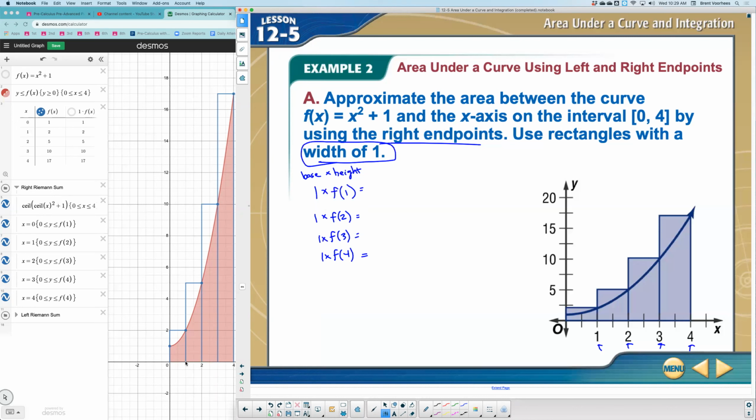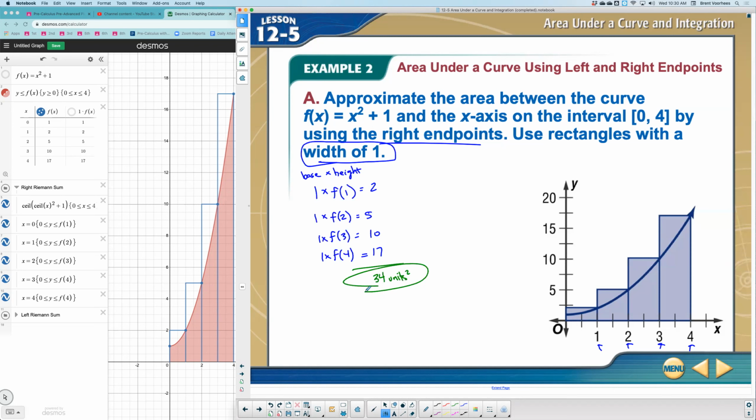1 times the height of f of 1, which f of 1 is 2. So as you can see over here, 1 times 2 is 2. There you go, 2. The next one would be 1 times the 5 here, which is 5. And then we'd have a 10 and a 17. And if you added that up, you'd get the area in units squared. 2 plus 5 is 7, plus 10 is 17, plus another 17 is 34. So this is 34 units squared.